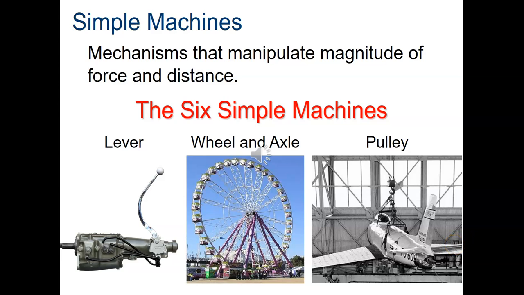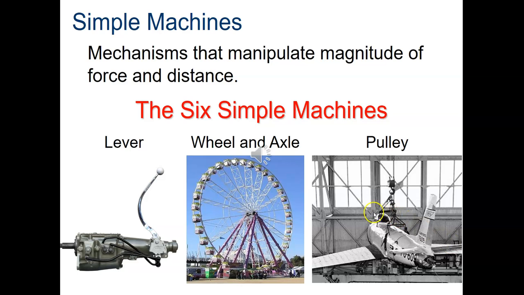Simple machines are mechanisms that manipulate the magnitude of force and distance. Magnitude of force is how much. How much force are we putting into it? And distance is how far are we taking that force? How long are we taking that object? So we're going to look at 2 things, magnitude of force and distance. We're going to look at lever, wheel and axle, and pulley.